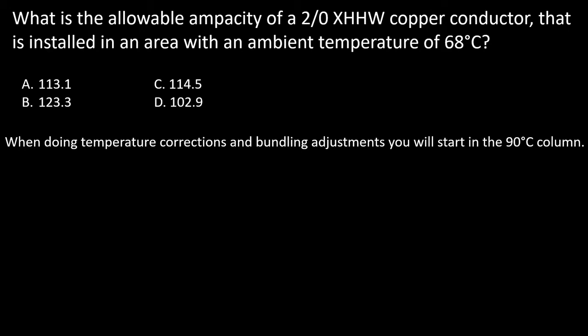When doing temperature corrections and bundling adjustments, we're going to start in the 90° C column. We find that 2-watt in the 90° C copper column is good for 195 amps.